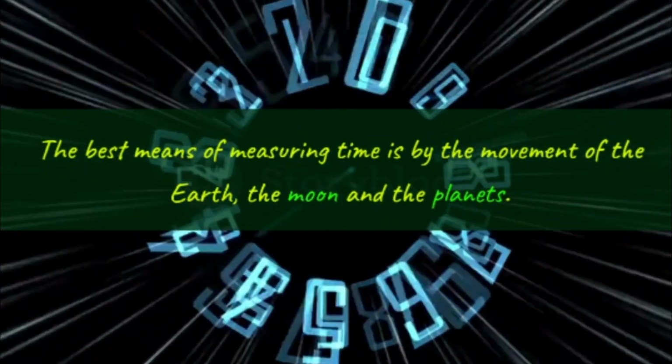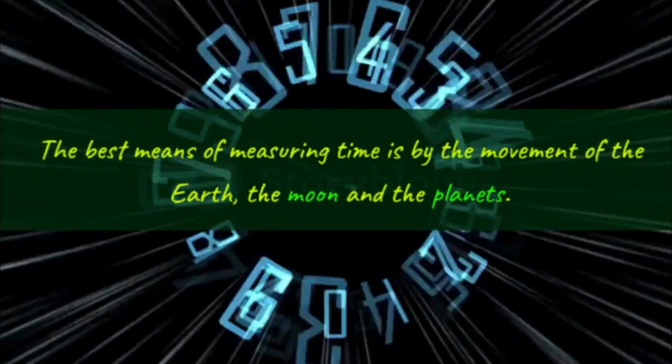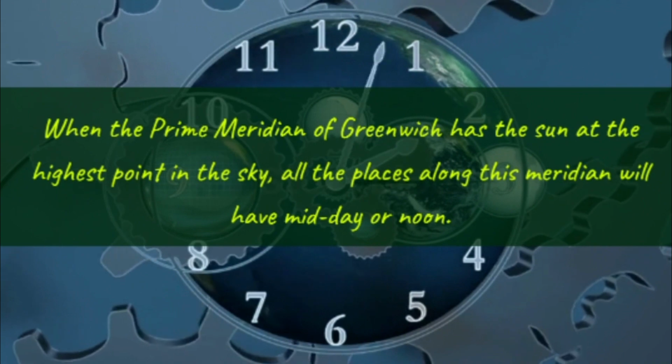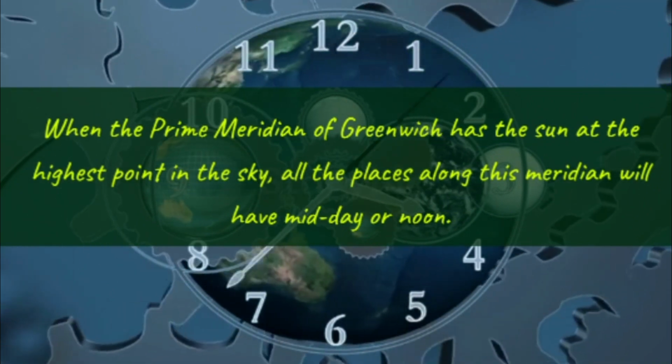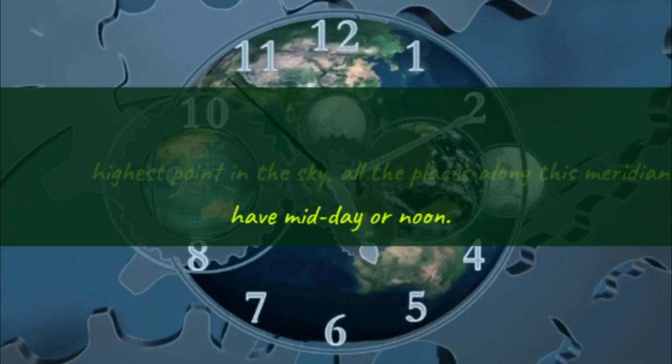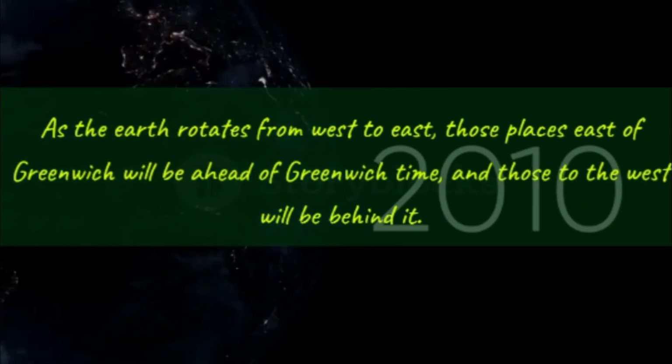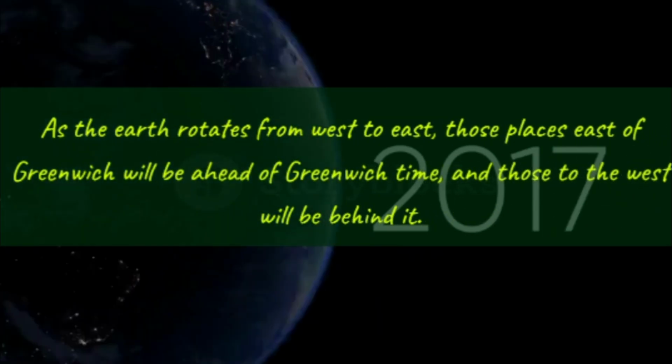Longitude and time. The best means of measuring time is by the movement of the Earth, the Moon and the planets. When the prime meridian of Greenwich has the sun at the highest point in the sky, all the places along this meridian will have midday or noon. As the Earth rotates from west to east, those places east of Greenwich will be ahead of Greenwich time, and those to the west will be behind it.